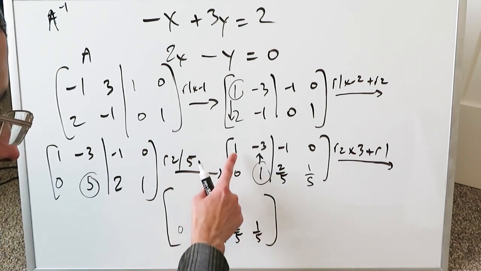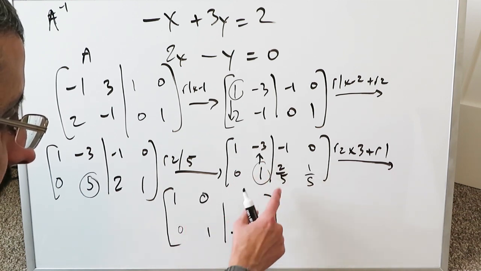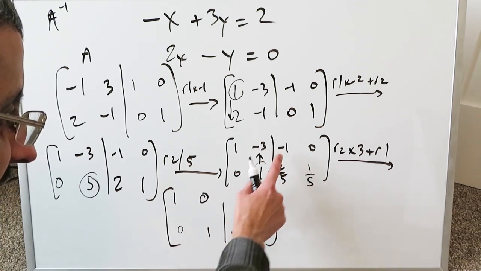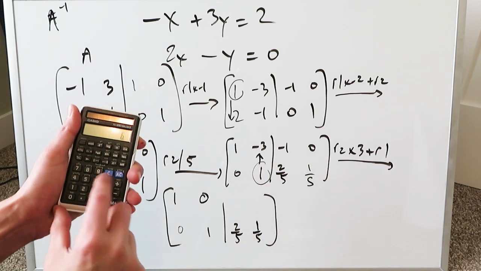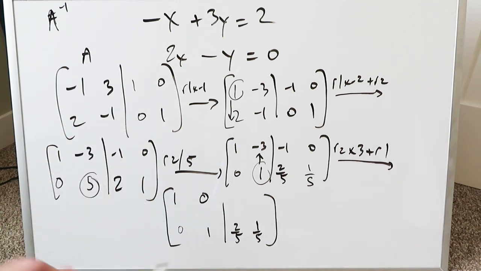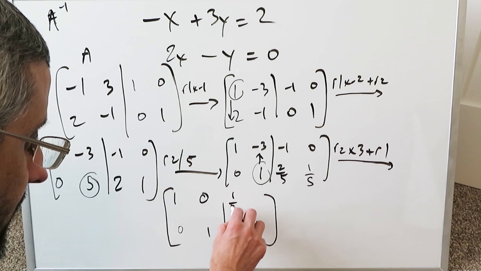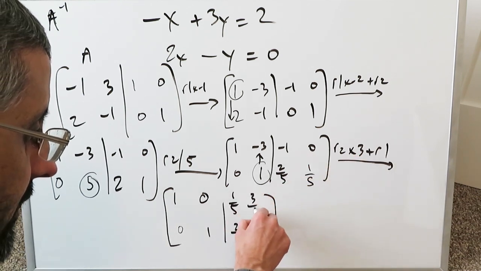0 times 3 plus that is just a 1. 1 times 3 is a 3 plus -3 is a 0. 2 over 5 times 3 is a 6 over 5 minus 1. You know what that is. Bring out your calculator. It should be a 1 over 5. 6 divided by 5 plus 1 minus is a 0.2. 1 over 5, that's exactly what it is. 1 over 5 times 3 is a 3 over 5 plus 0. Well, it's 3 over 5.